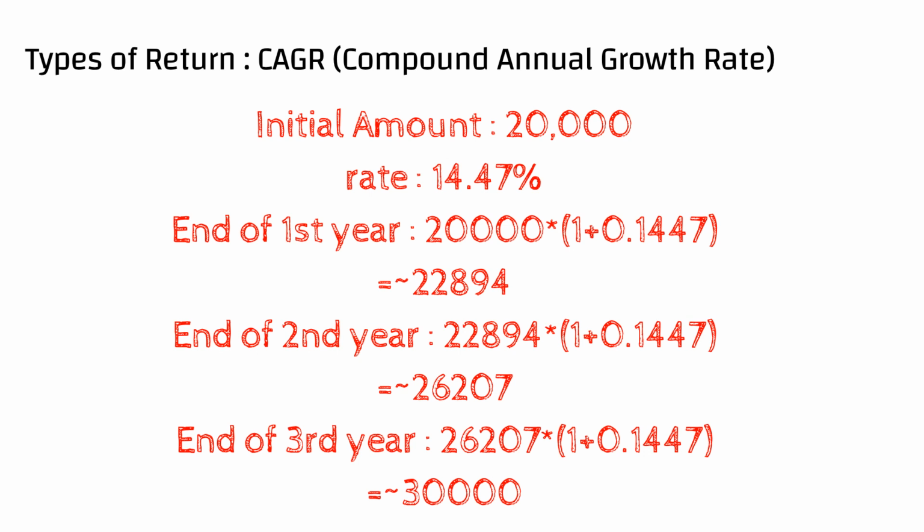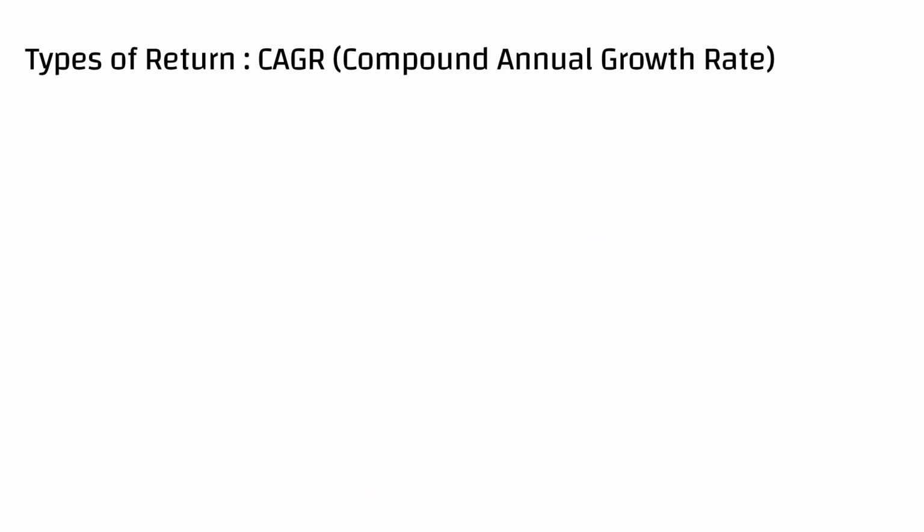So this means that even though the value of an investment increases or decreases by a certain percentage each year, the compounded annual growth rate has smoothed out the return and provided us with one rate of return, at which our initial amount compounds every year until we arrive at the final amount of 30,000.